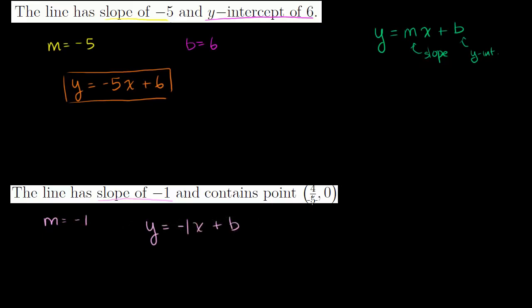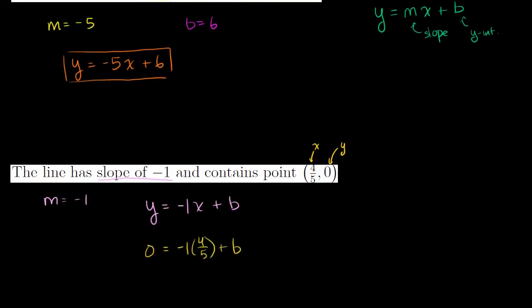Now, we can use this coordinate information, the fact that it contains this point, to solve for b. The fact that the line contains this point means that x is equal to 4/5, y is equal to 0 must satisfy this equation. So let's substitute those in. y is equal to 0 when x is equal to 4/5. So 0 is equal to -1 times 4/5 plus b.